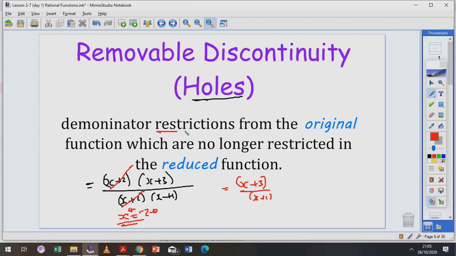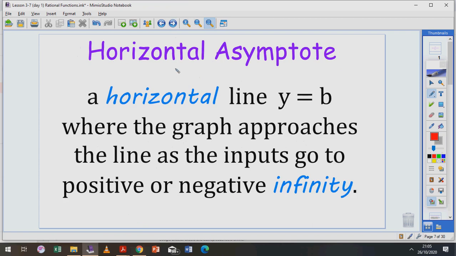So it's simply a denominator restriction from the original function, which is no longer restricted in the reduced function. This is the reduced function. It is not restricted, but it was restricted in the original function. So that's what a hole is.